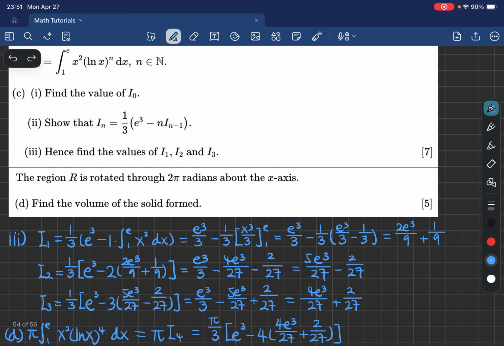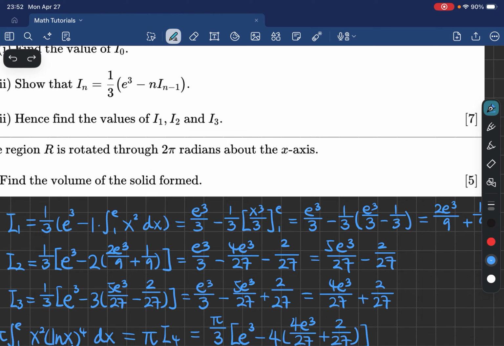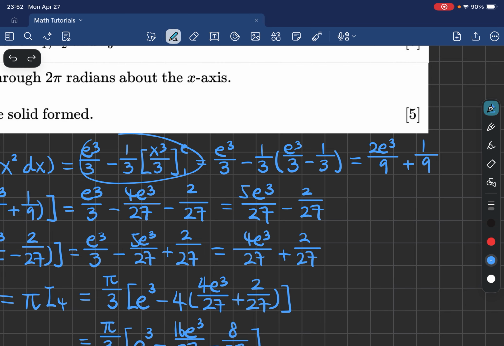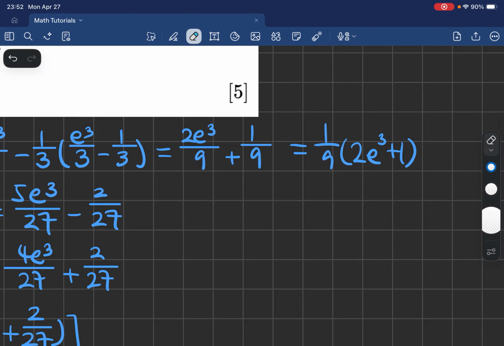So starting with I1, you just have 1 over 3 parentheses e to the 3 minus, so 1 equals n, so that's 1 times I1 minus 1 is I0. So you just substitute I0 in there, and you find the integral of that, which is a simple one, and then you substitute and simplify, and you end up with this. The answer key shows something like 1 over 9 and then 2e cubed plus 1. You don't have to write it in this form.